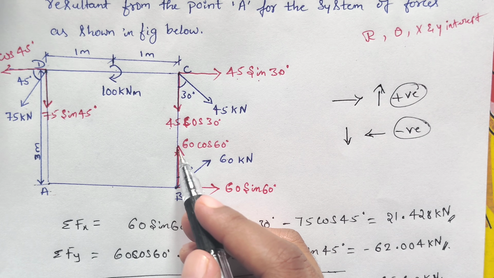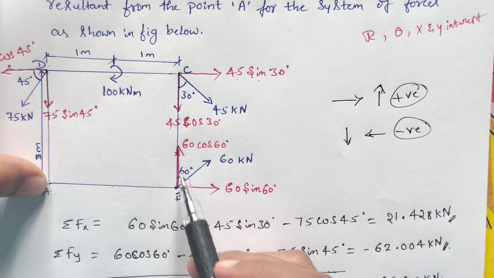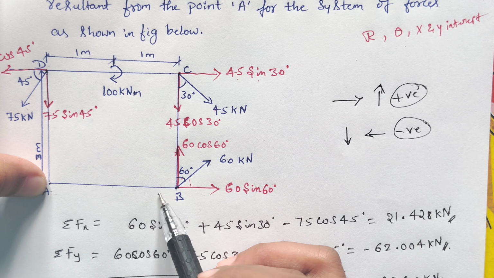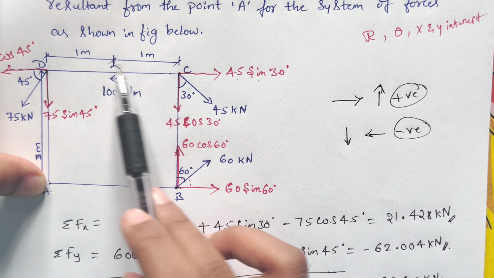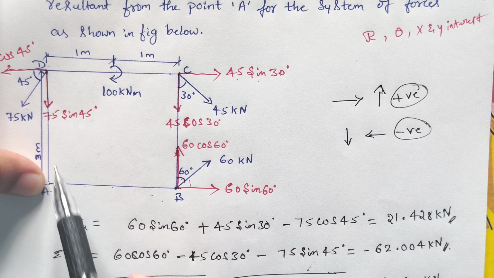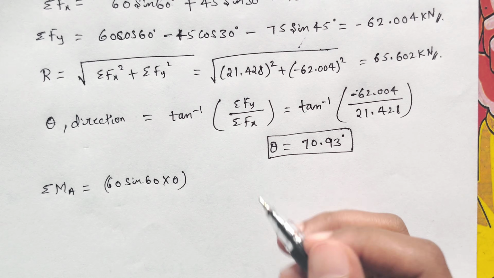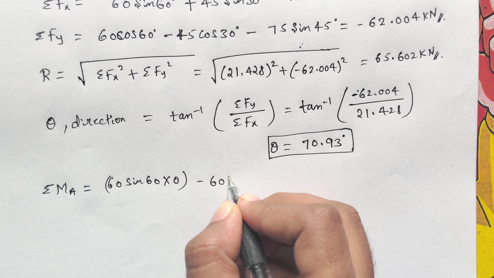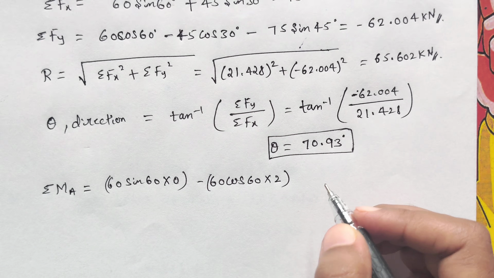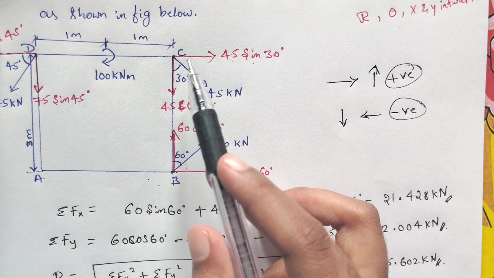Next, come to this force. This is 60 cos 60 and this has a perpendicular distance. The force is like this, the perpendicular distance should be like this. And till A, what is the distance? 2 meter. So this is moving towards A in anti-clockwise. So it will be minus 60 cos 60 into 2 meter. Anti-clockwise, so minus sign.